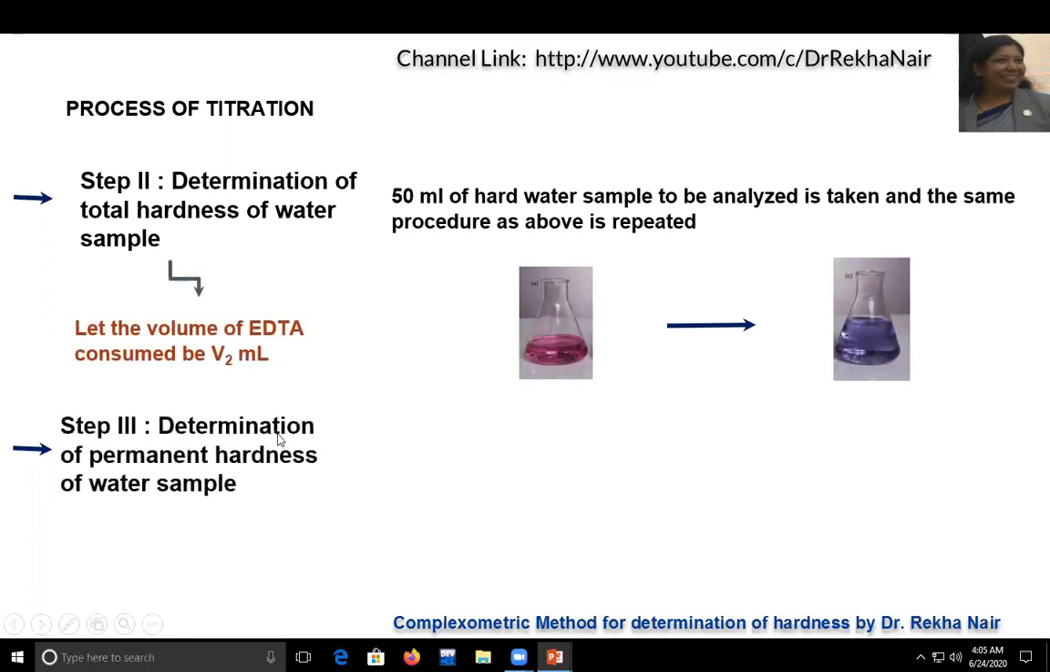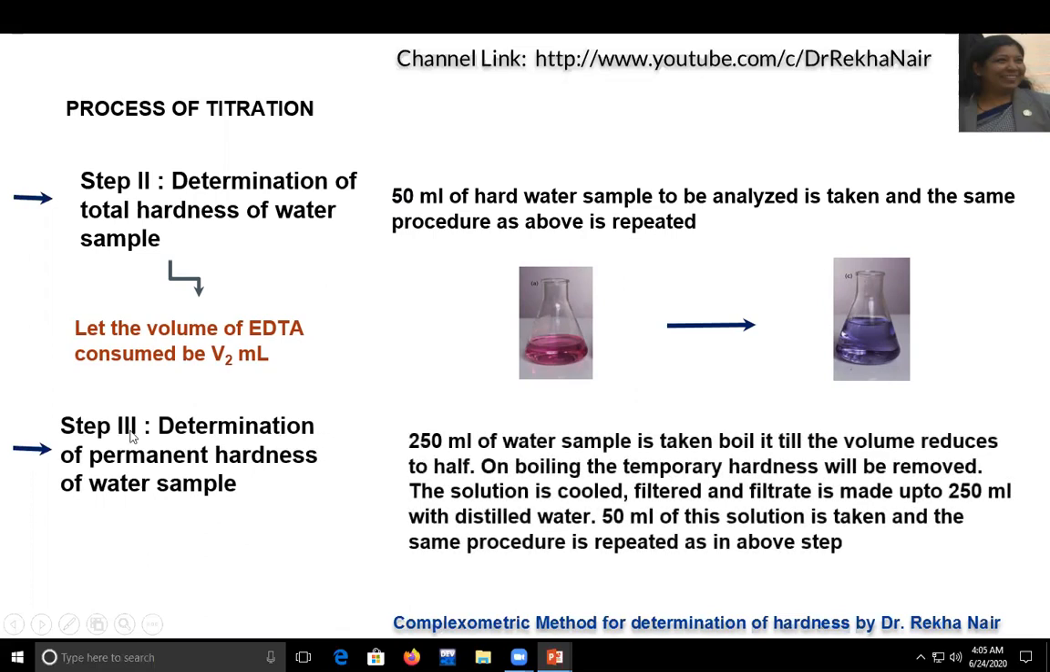In step 3, we need to calculate permanent hardness. For calculating permanent hardness, at first temporary hardness should be removed. To remove temporary hardness, we just need to boil the water. So we take 250 ml of the above hard water sample. We boil it till the volume reduces to half, and the solution is cooled, filtered, and made up to the same volume, that is 250 ml.